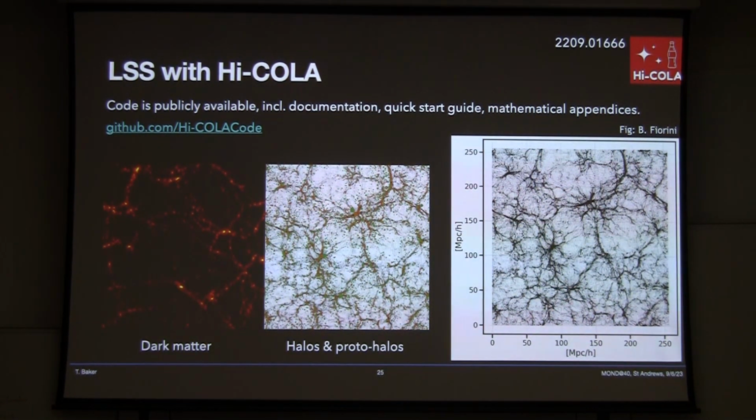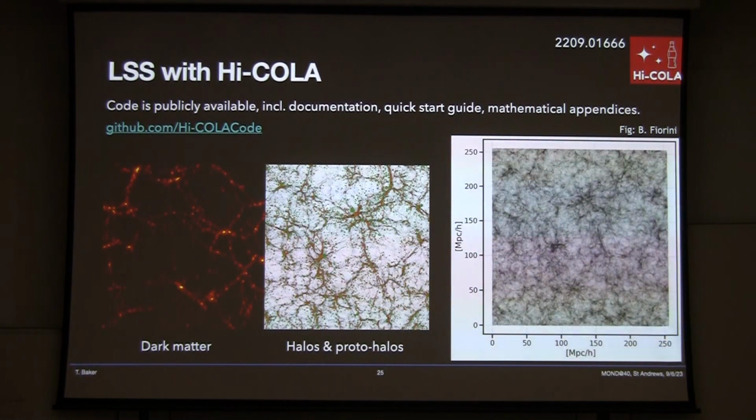nice pictures. And I should say that the code is publicly available. So here are just some snapshots from HiCola runs. This is a dark matter simulation, so here's our dark matter distribution. Because we follow particles through from early redshifts to redshift 0, we can trace them back. So we can look at dark matter halos, and we can even trace back where all the particles in that halo came from, what we call proto-halos.